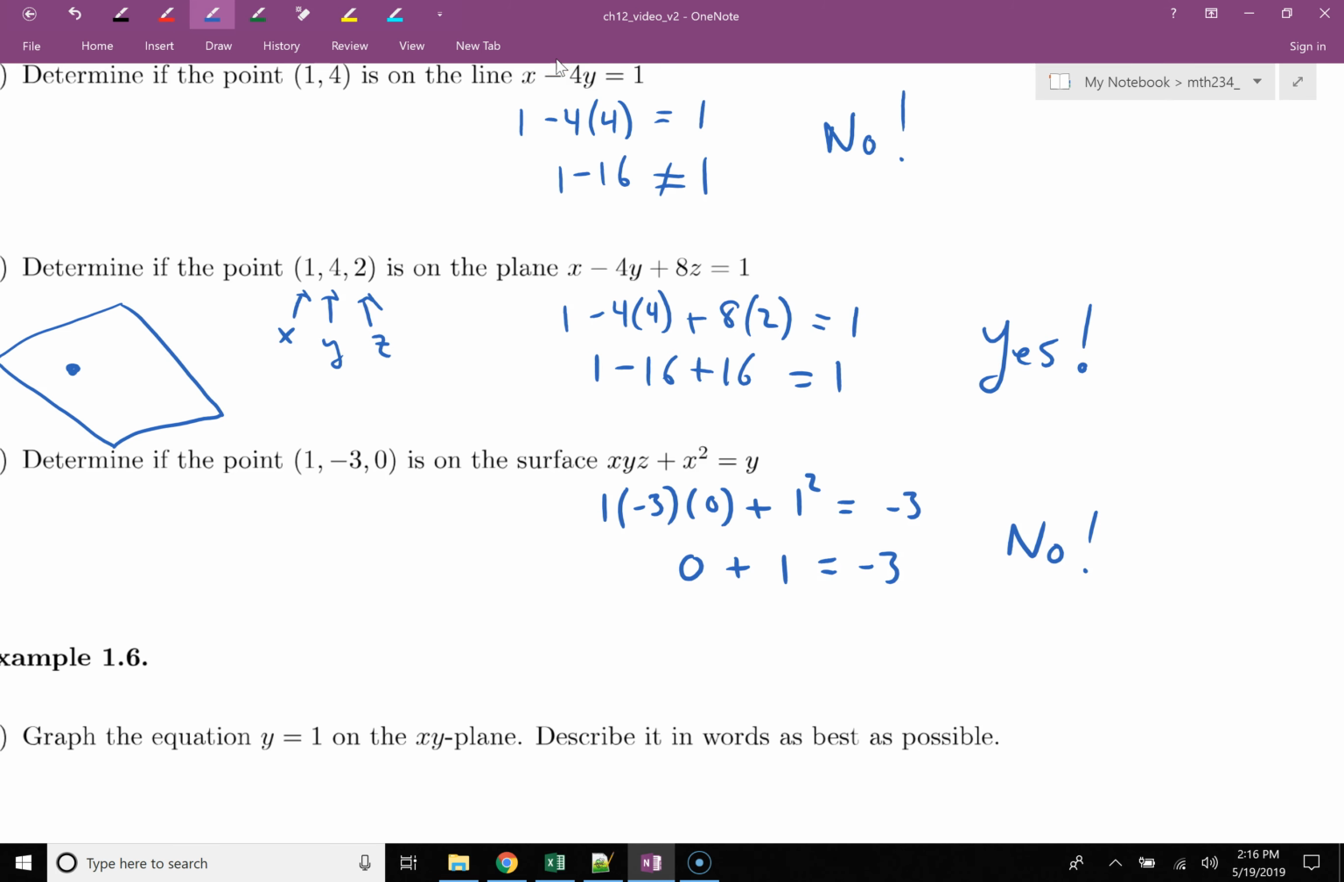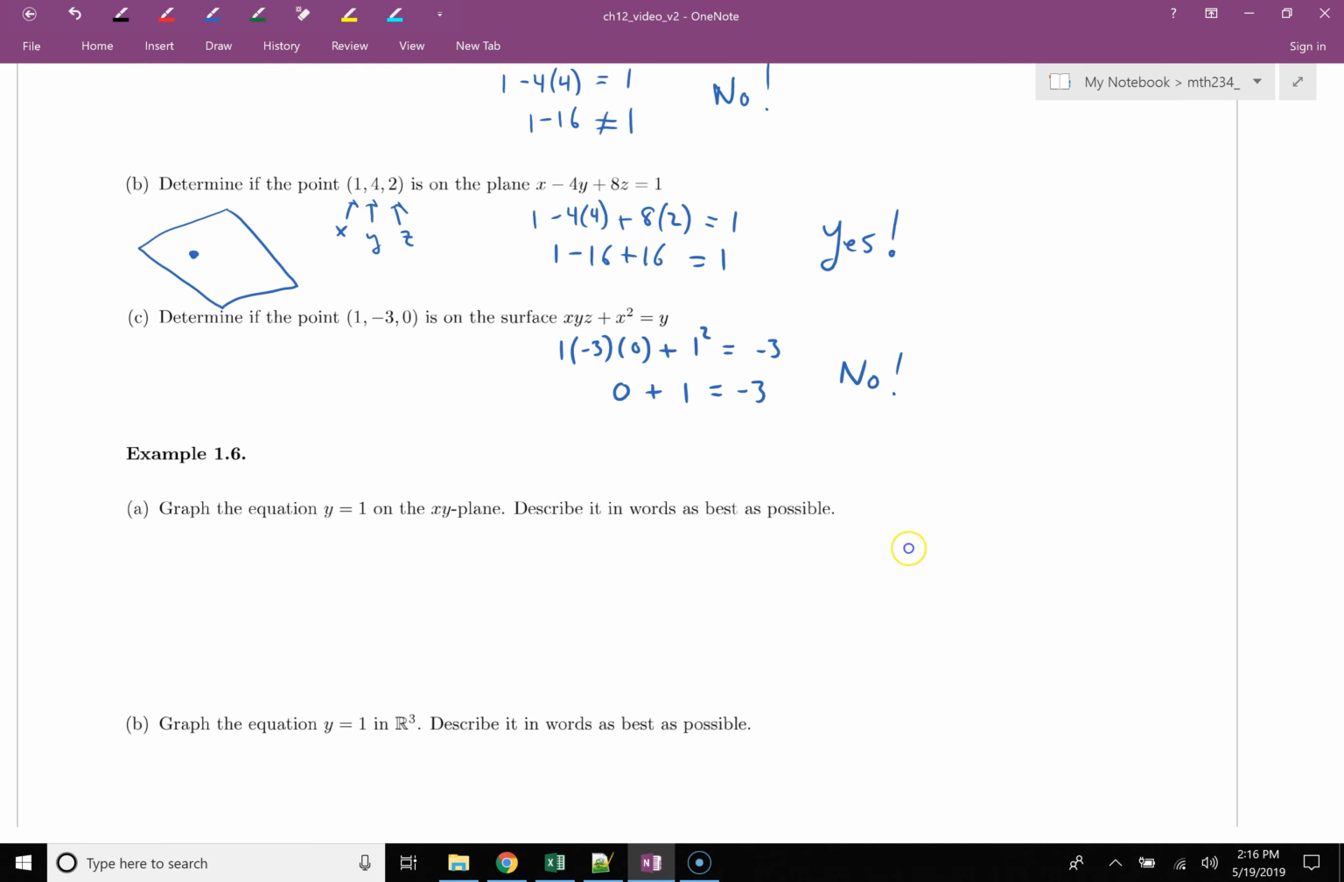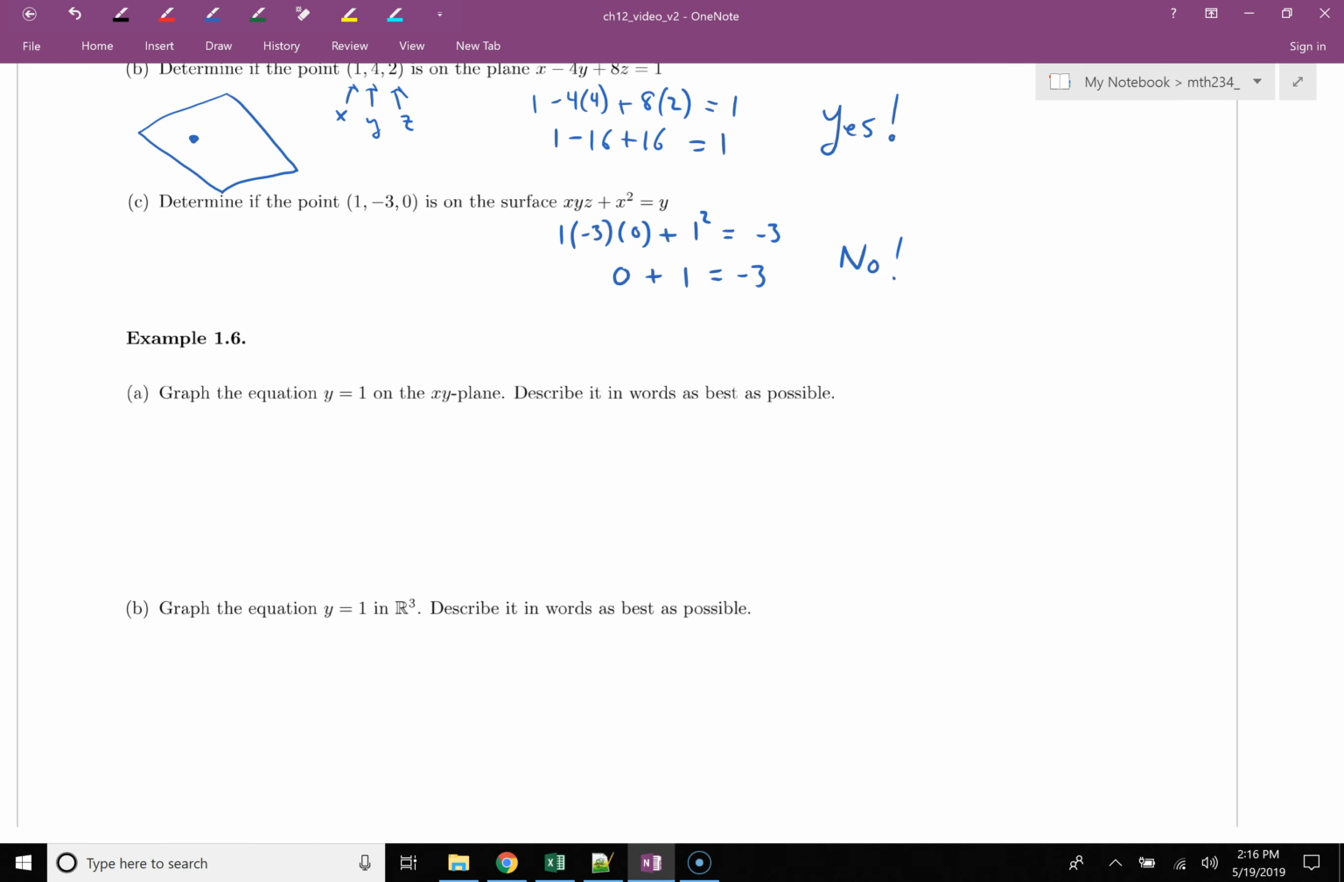The claim is this is going to be our strategy for identifying whether a point is on a surface or not. Now let's go ahead and start working towards sketching some of these surfaces on our own here. So I'd like to again kind of start off with our two-dimensional, right, kind of back in our algebra days, and see how we can extend this to the three-dimensional case here.